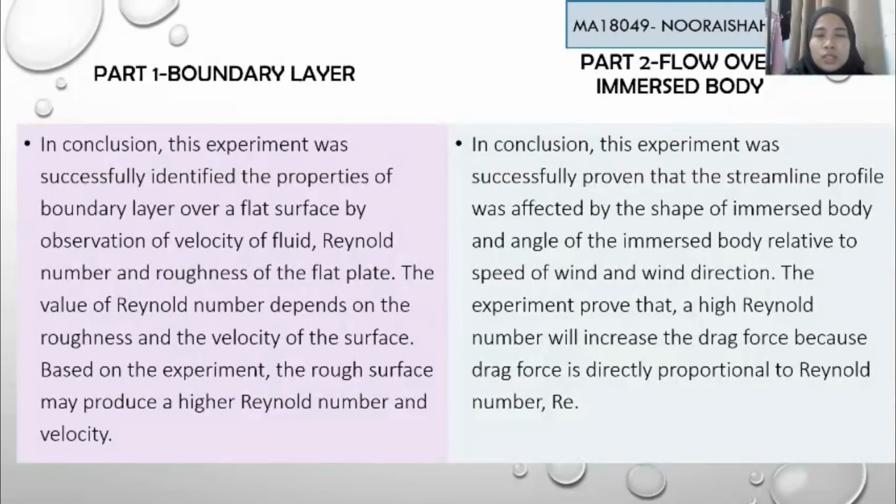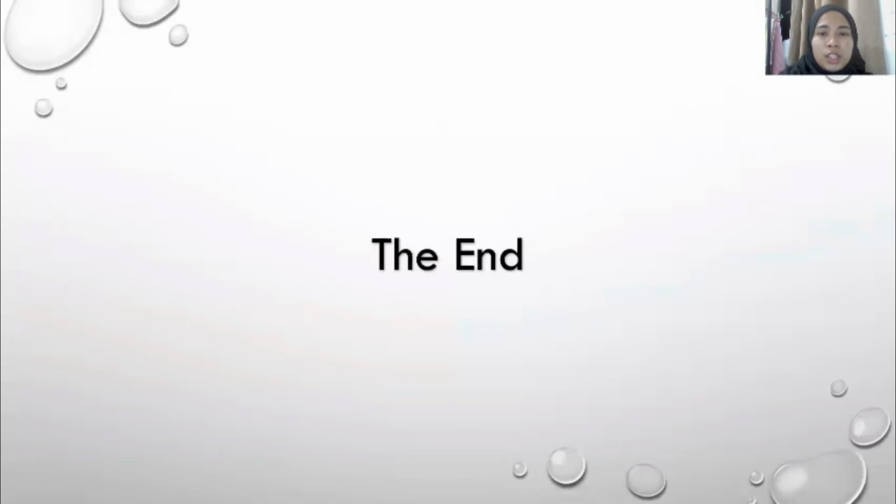For part 2, for the conclusion, this experiment proved that the streamline profile was affected by the shape of the immersed body and the angle of the immersed body relative to the speed of wind and wind direction. The experiment also proved that a high Reynolds number will increase the drag force because drag force is directly proportional to Reynolds number. That's all from our group.